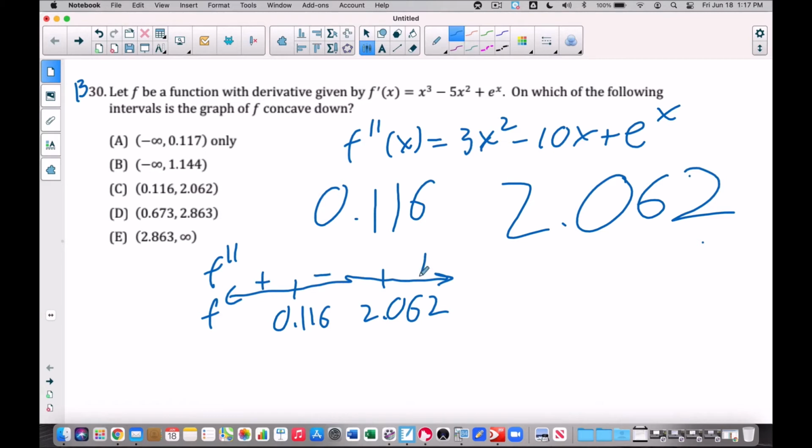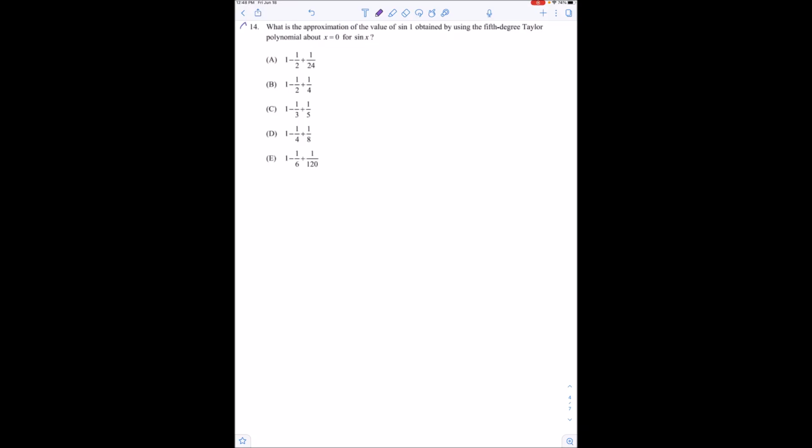Positive, negative, positive. So that means since f double prime is positive, f is concave up, then concave down when it's negative, and then concave up again. And then, since we're looking for when it's concave down, it's in between these two, making it 0.116 to 2.062, choice C.